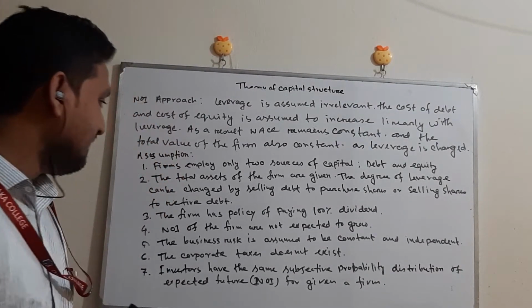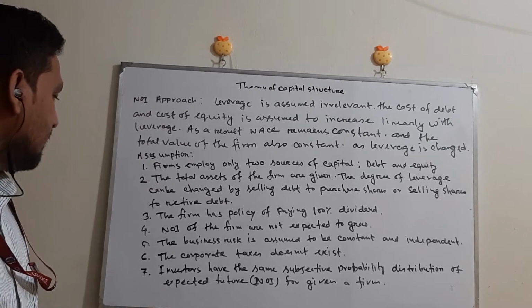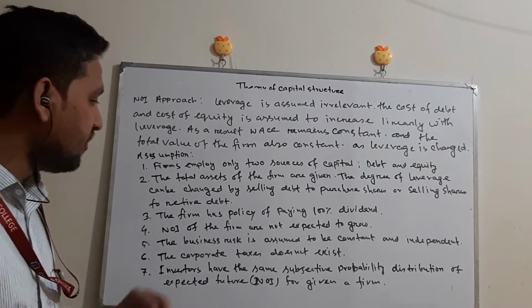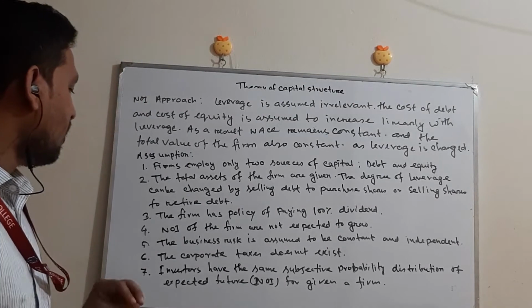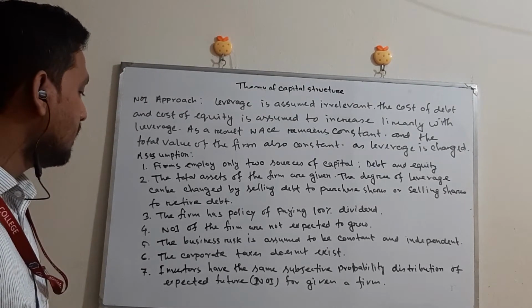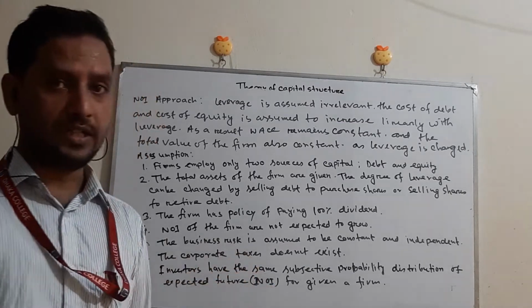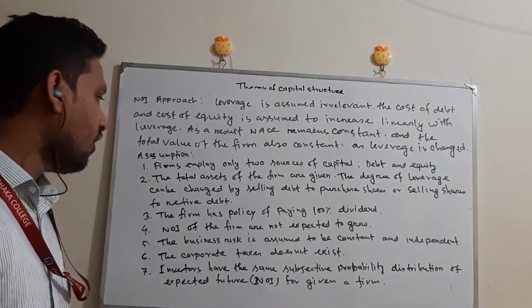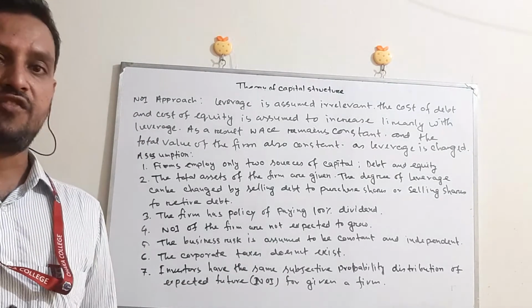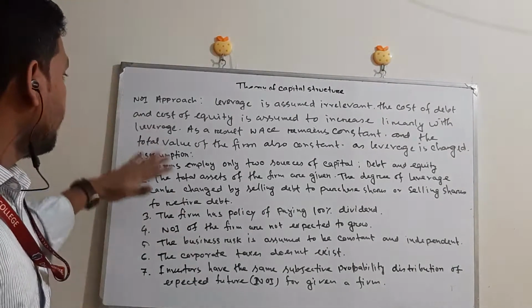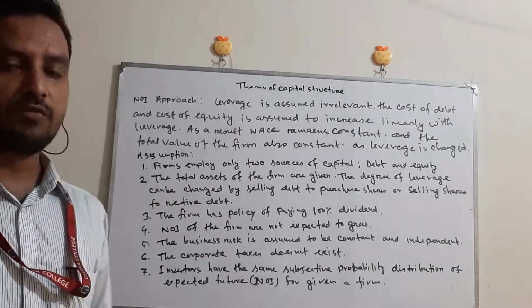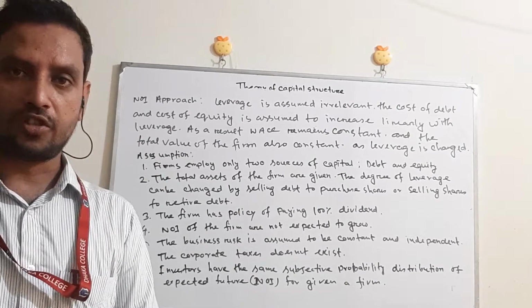Later on, it is relaxed. Okay, please. Seven: investors have the same subjective probability distribution of expected future net operating income for a given firm. Okay, dear students, all seven are the assumptions of the theory of capital structure.